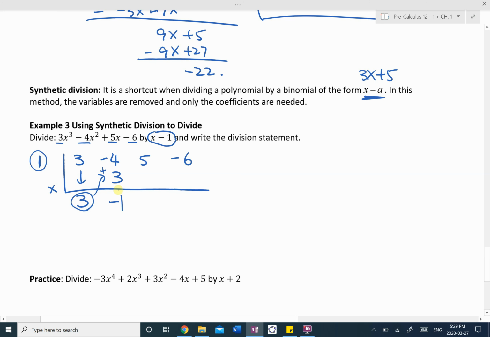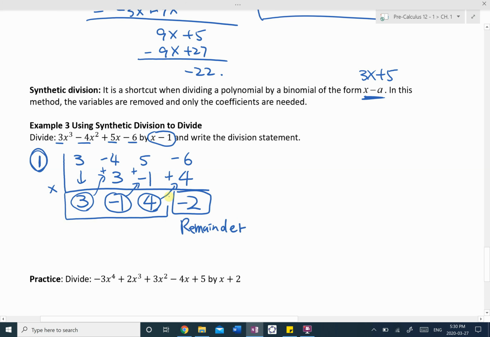And then again, you multiply 1 with -1, so that's -1 right here. Once you multiply, you write down the number here, and you add them together. 5 plus -1 is a 4. And then once again, you multiply the 4 with the 1 over here. 1 times 4 is 4. You write it over there, and you add them together. -6 plus 4 is -2. And basically, you're done.